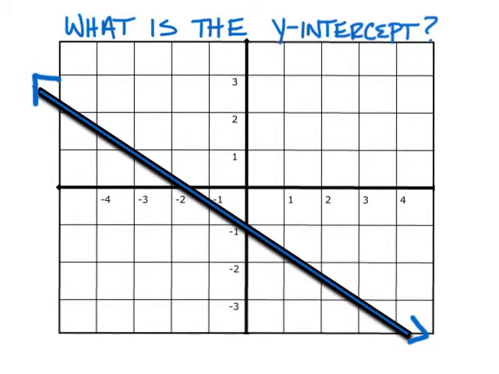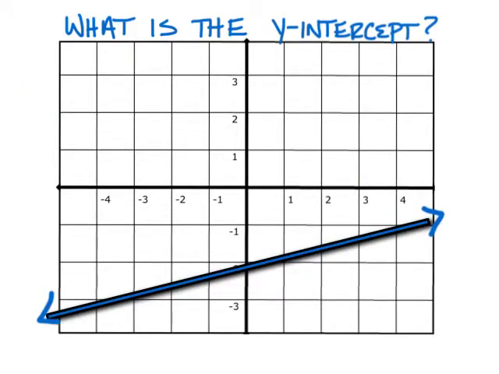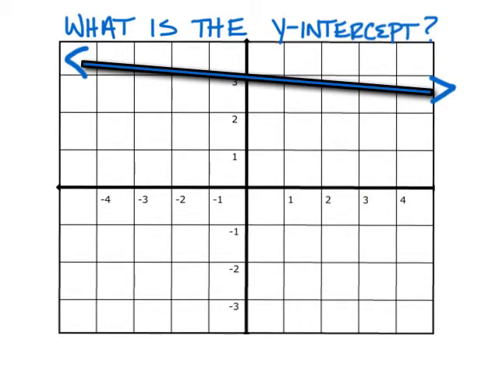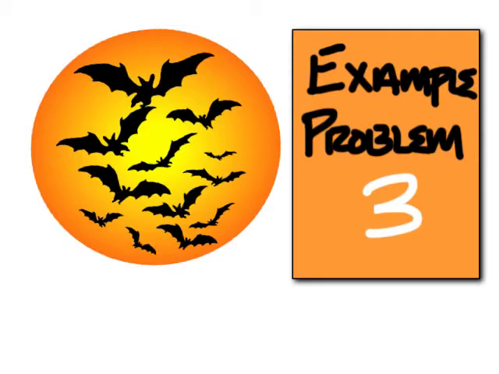What is the y-intercept of this line? This line crosses the y-axis at negative 1. What is the y-intercept of this line? This line crosses at negative 2 on the y-axis. Don't bring this one up, just tell me what it is. 0 is right. What is this one? 3.